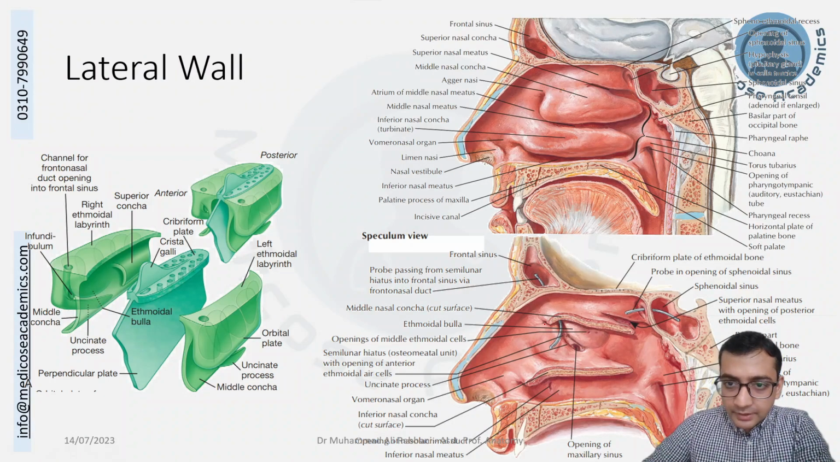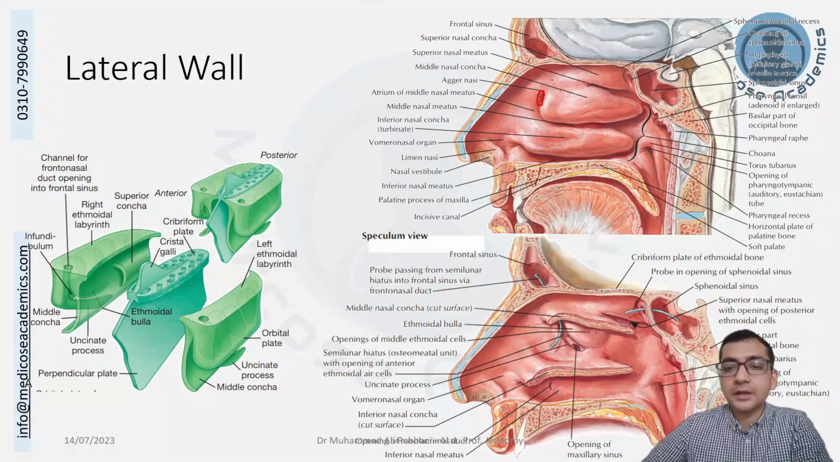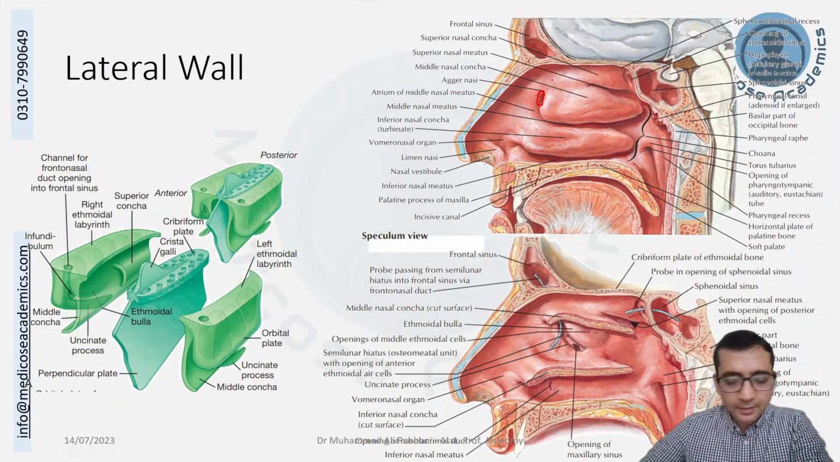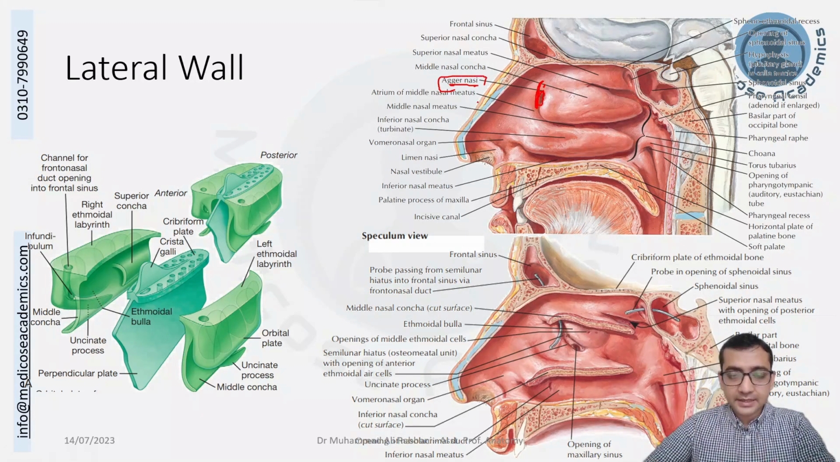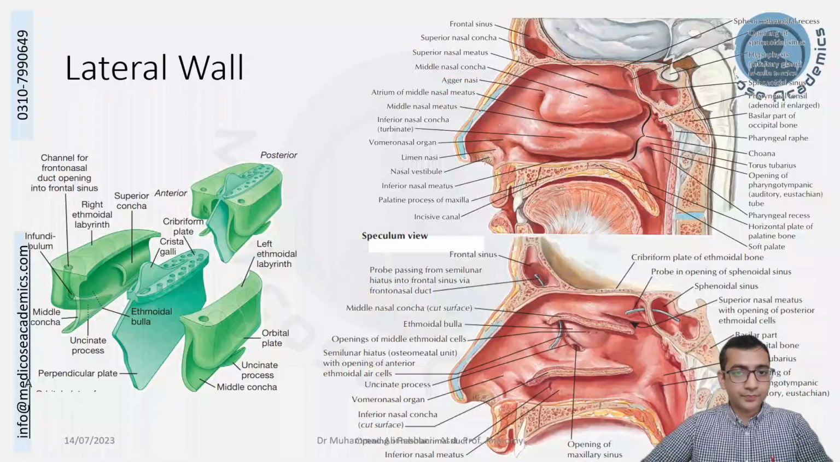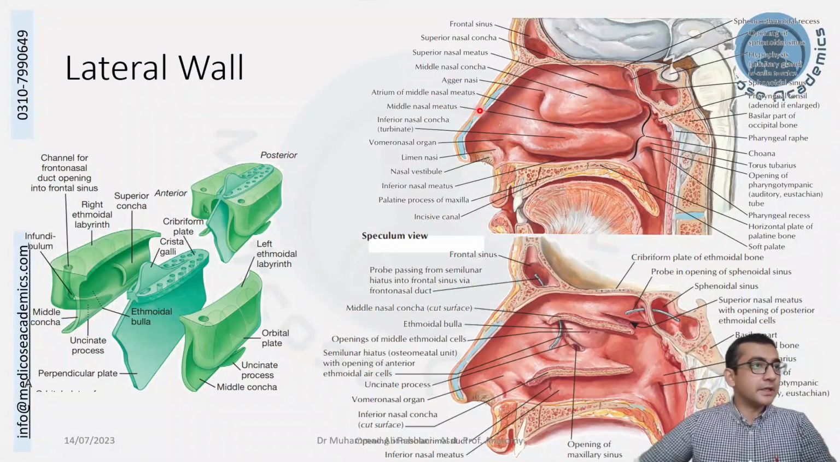In front of the middle meatus, here is a depression that is known as the atrium. I'm getting a little blank here. I will go back to it shortly. And in front of it, there is a raised portion that is known as the agger nasi. This is a ridge that is present between the two. So this is all about the lateral wall.